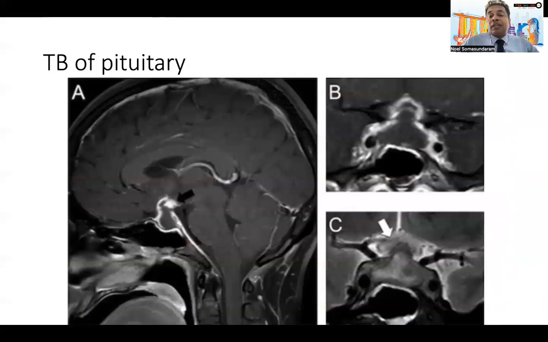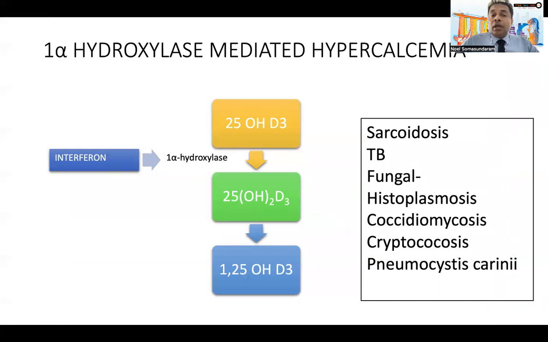Talking about TB, occasionally we will see a ring-enhancing lesion, hypointense, of the pituitary, which is due to tuberculosis of the pituitary. We have known that conditions which cause granulomatous disease like sarcoidosis can lead to hypercalcemia through increasing of the 1-alpha hydroxylation of the 25-hydroxy-D3, which leads to relatively high 1,25-hydroxy-D3. And this is caused by the interferon production from the granuloma.